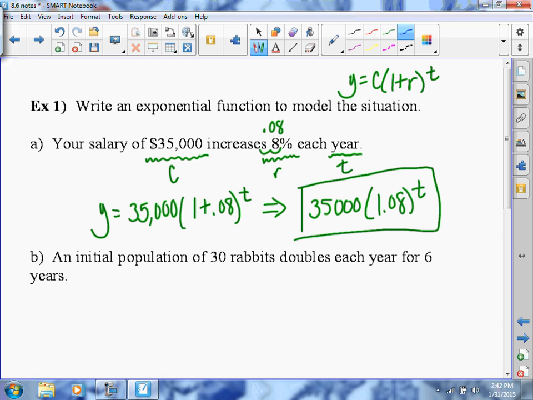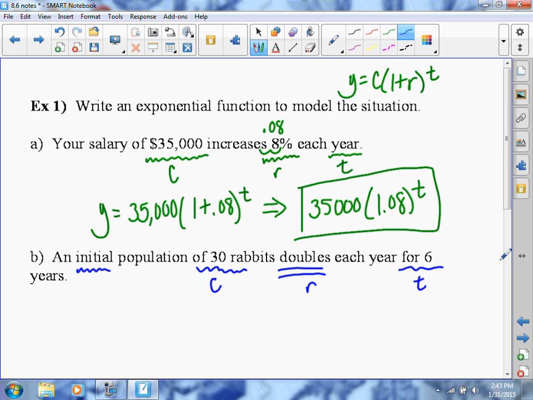Okay, for part B, we have an initial population of 30 rabbits, and they even use the word right here, initial. So that's our starting amount, that 30 rabbits, that's going to be our C, and it doubles each year for 6 years. Okay, now this doubling, this is important. So I don't see anything with like a percent for a rate, but I bet that doubles is going to be our rate. And they tell us that it's increasing each year for 6 years. So that's going to be my time then. This time they actually tell us the time, 6 years.